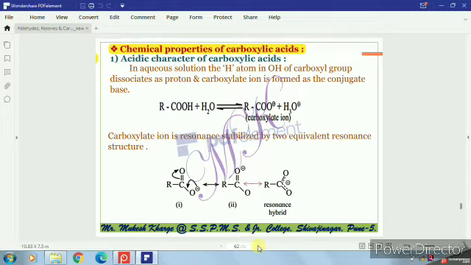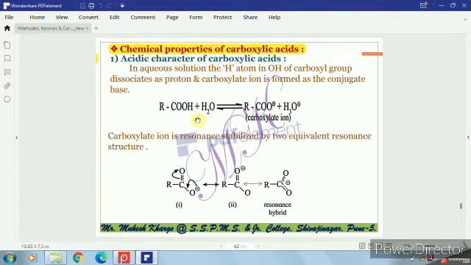So here also, in aqueous solution, the H atom in the OH group of the carboxyl group, or COOH, dissociates into a proton, H plus ion, and a carboxylate ion. And that H plus ion reacts with water and produces H3O plus, the hydronium ion. So RCOOH gives RCOO minus plus H plus, and that H plus plus H2O gives H3O plus.